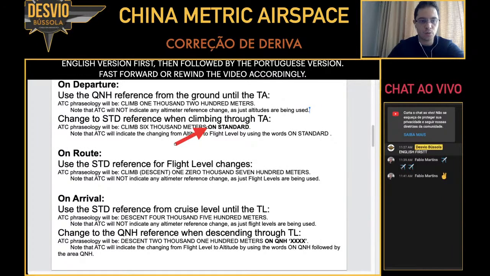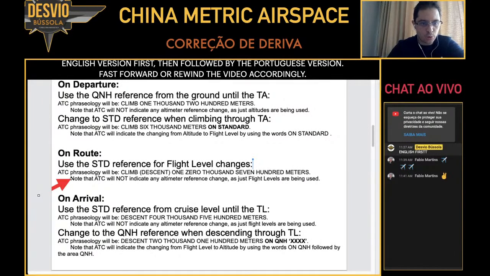Okay, and then we go again and you are en route. So en route, you always use the standard reference for flight level changes. It doesn't matter if you are climbing or descending, you will be above the transition altitude and the transition level. So the ATC phraseology will be climb or descend 10,700 meters. So you will climb to 10,700 meters, go to that table again, check how much is 10,700 meters, set it on your altitude window, and do your level change. Keep the standard reference as it is.